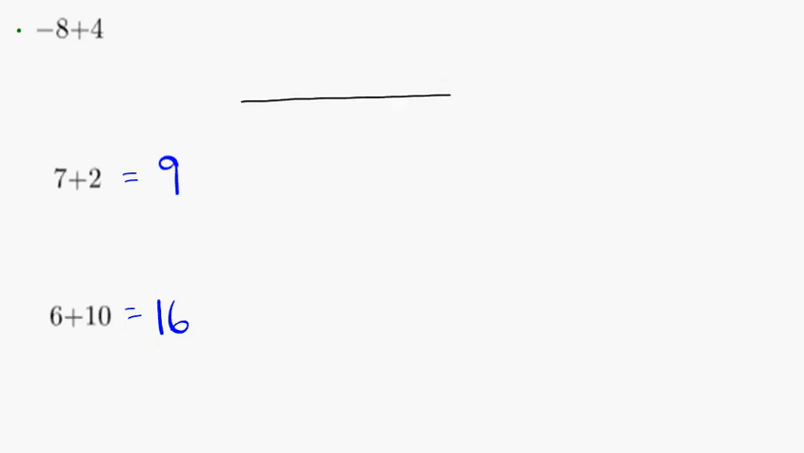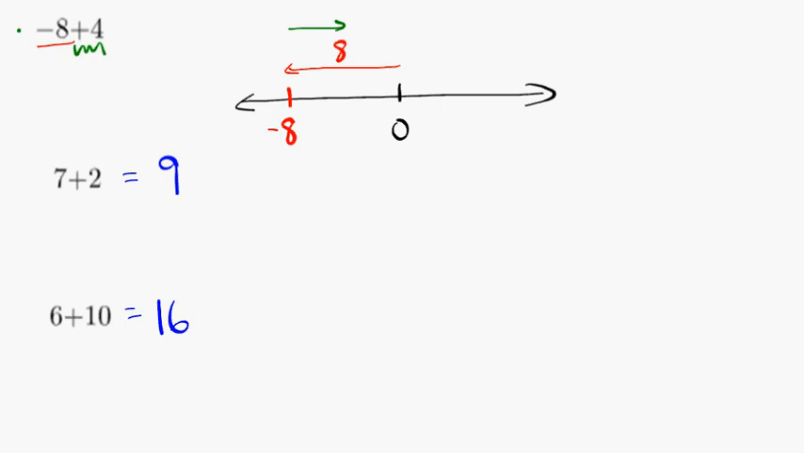So let's draw our number line for this next one. We are starting at negative 8. So if I mark 0 in the middle, this number is to the left 8. So this arrow's length is 8. Next, we are adding 4. So that means we are moving back to the right.